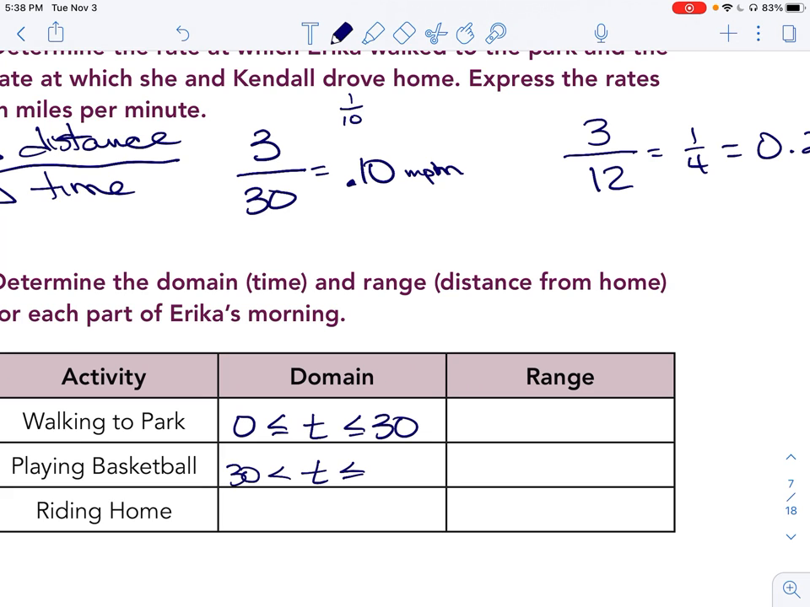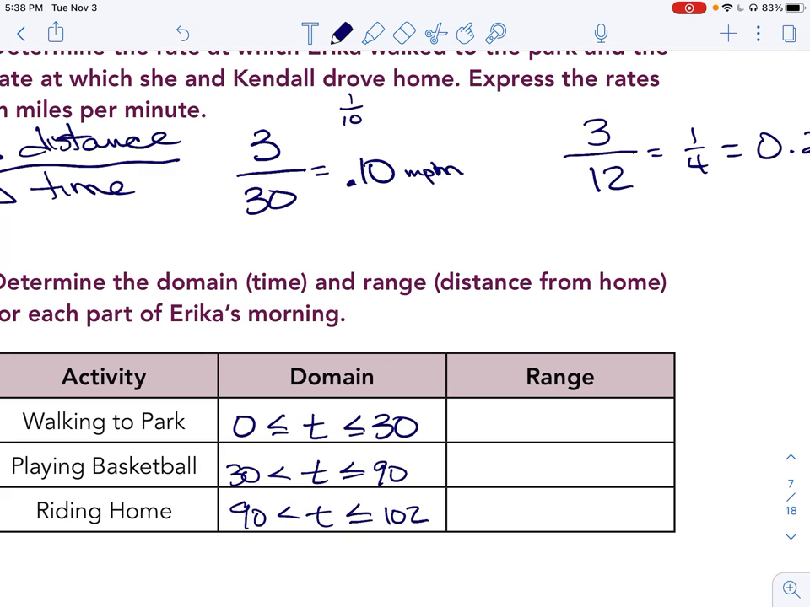And she went an hour. So 30 plus 60 is 90. And then from 90, she adds 12 minutes to get home, so that's 102.